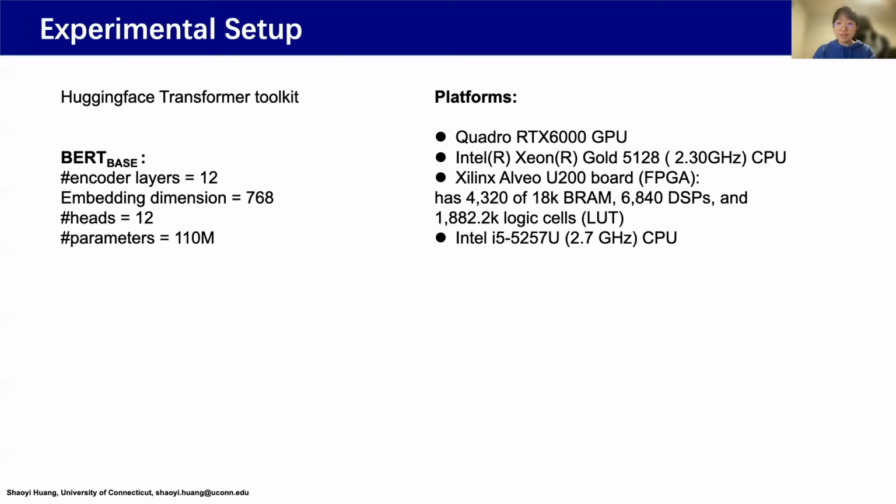We evaluate the inference time on an Intel Gold 6244 CPU with CUDA 11.1, an Intel i5 CPU, and a Xilinx U200 FPGA board. We implement a single encoder on the FPGA board.